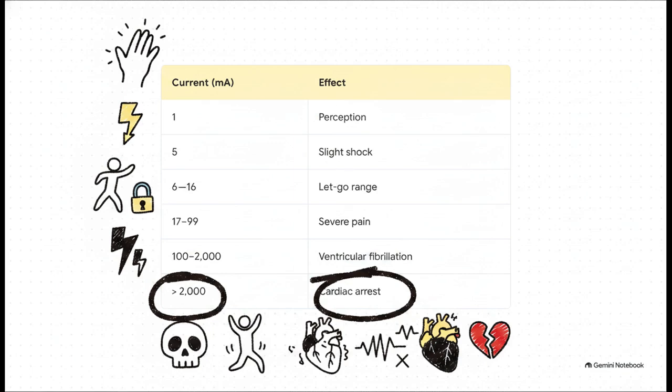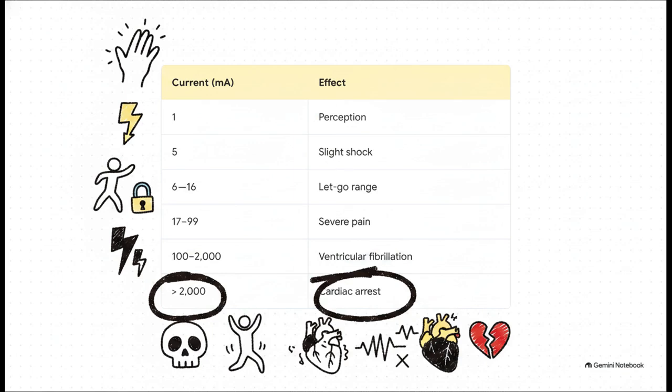At 1 milliamp, you just feel a little tingling, right? At 5 milliamps, it's a slight shock, but you can still let go. But row 3, 6 to 16 milliamps, is crucial. This is the let-go or freezing range where you actually lose muscular control.